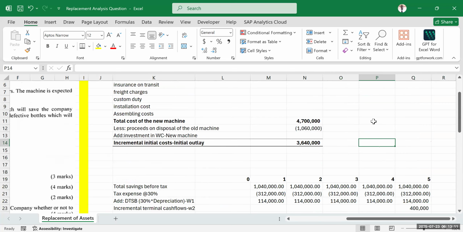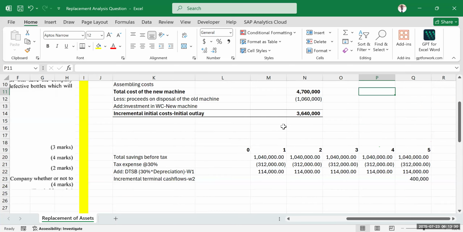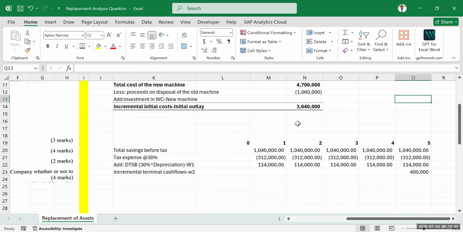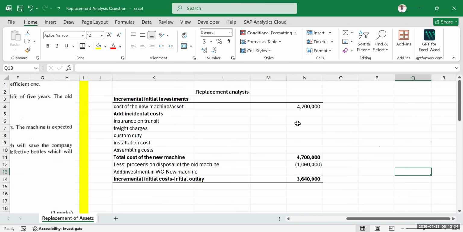Is there a tax implication? I think we need to get the loss or gain on the disposal. Then if it's a loss, we multiply by the tax, then we less the amount. If it's a gain, we multiply by the tax, then we add the amount. Very good. Thank you.